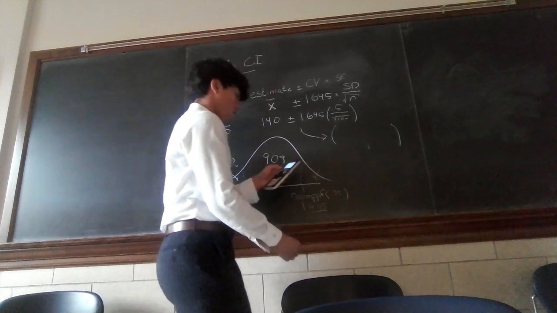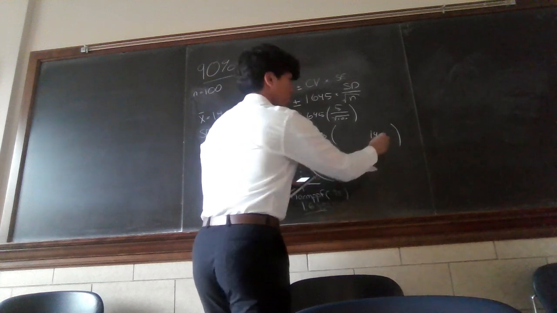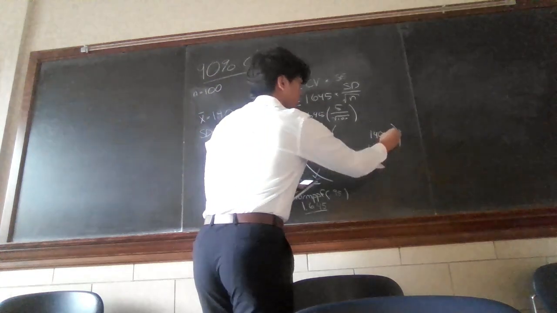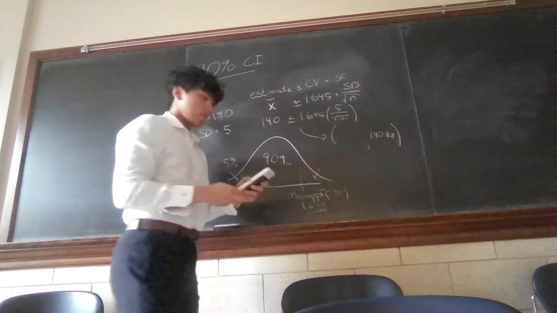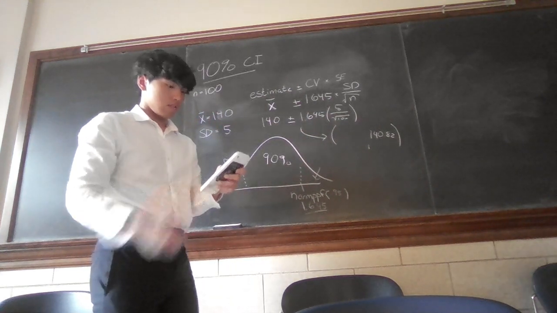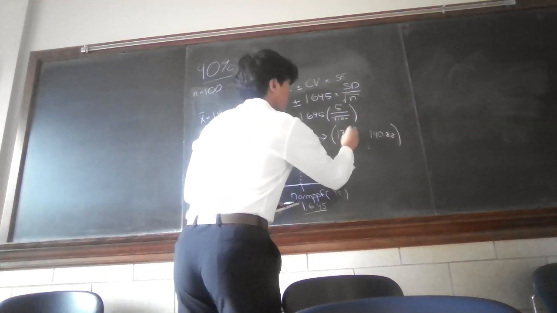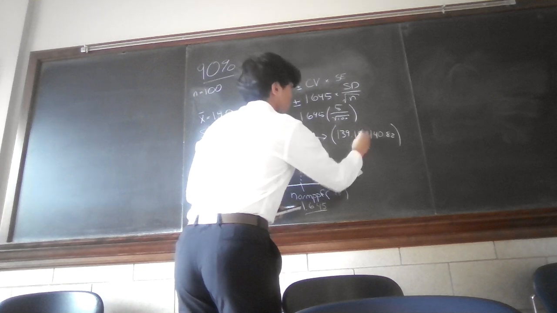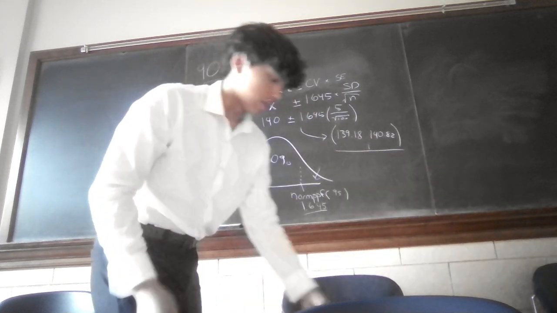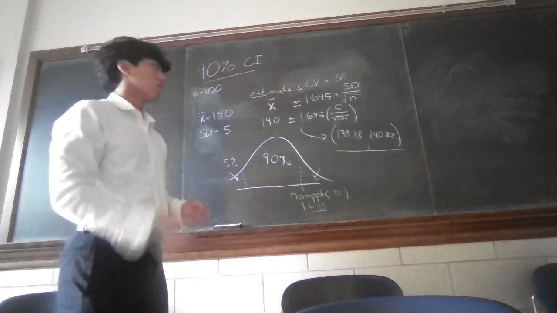We get 140.82 on the right hand side, and now subtracting, 139.18. So this is our 90% confidence interval for the true mean of IQ at UIUC.